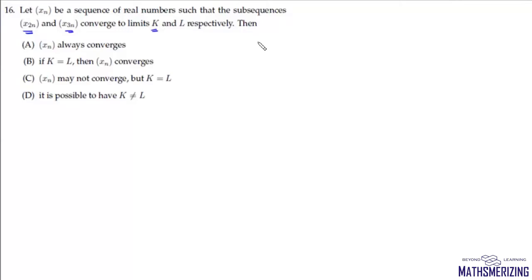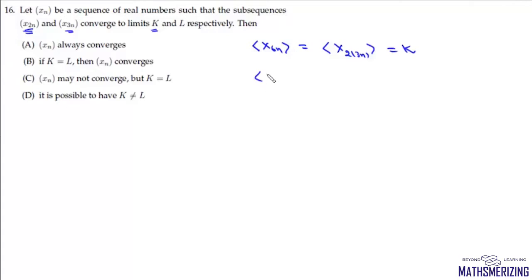Now we consider the subsequence x6n. We can write this as x of 2 into 3n. So it is a subsequence of x2n. That means the limiting value of the sequence will be simply k.